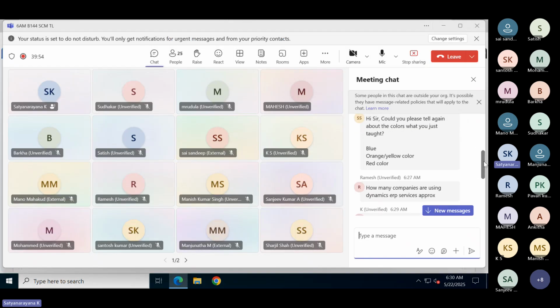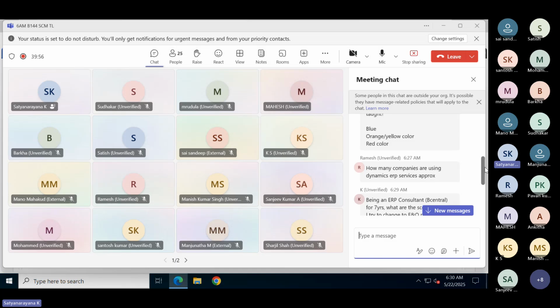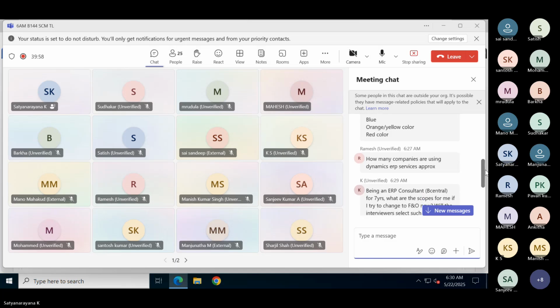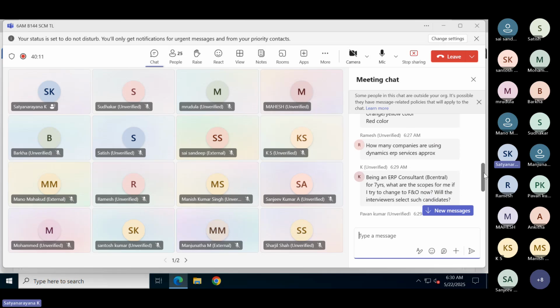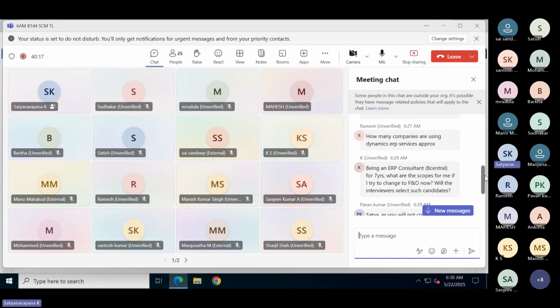Now, how many companies are using Dynamics ERP services approximately? I don't know the count, maybe 10,000, 20,000 companies across the globe. I'm not sure because that data will be with Microsoft only. Some thousands of companies are using it. Next.